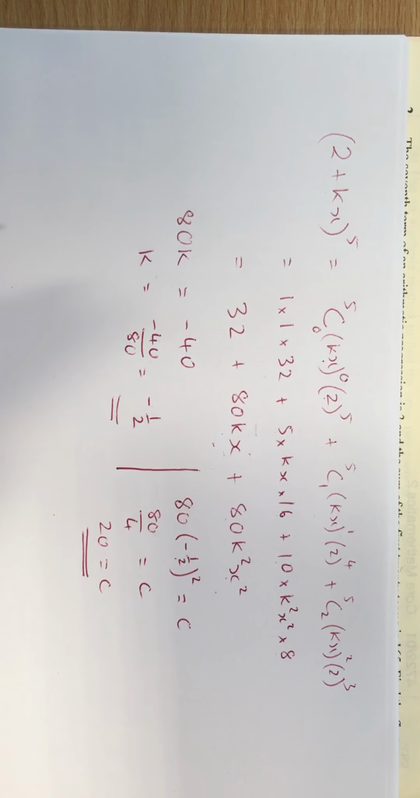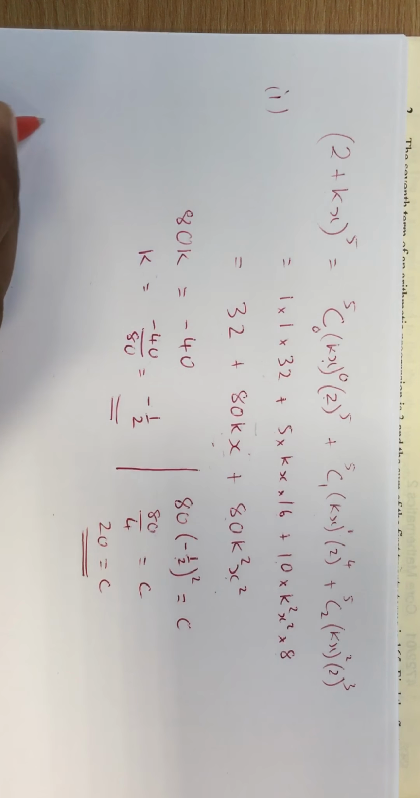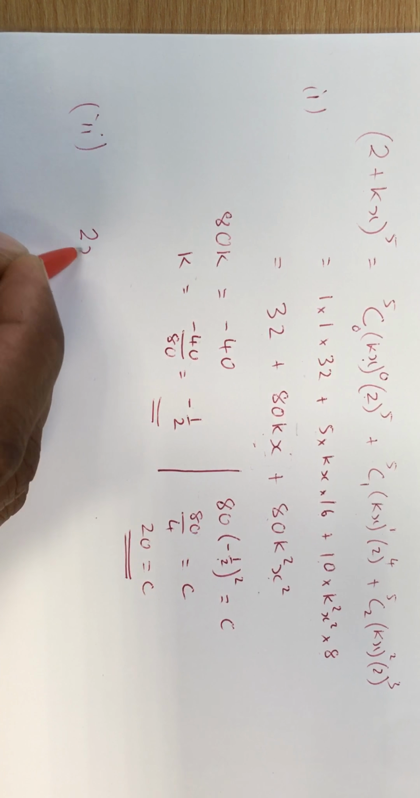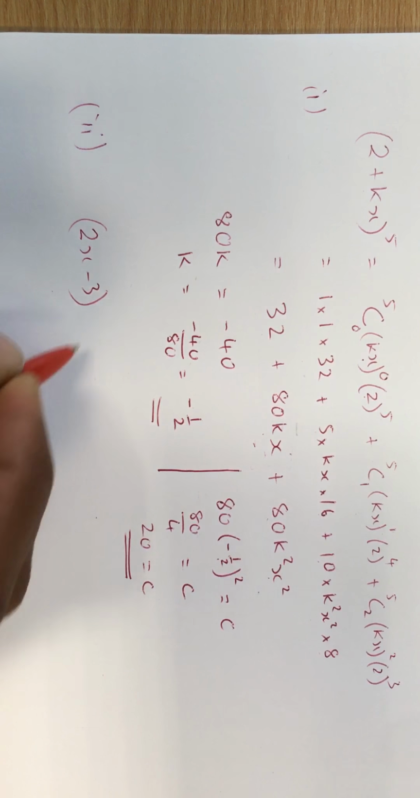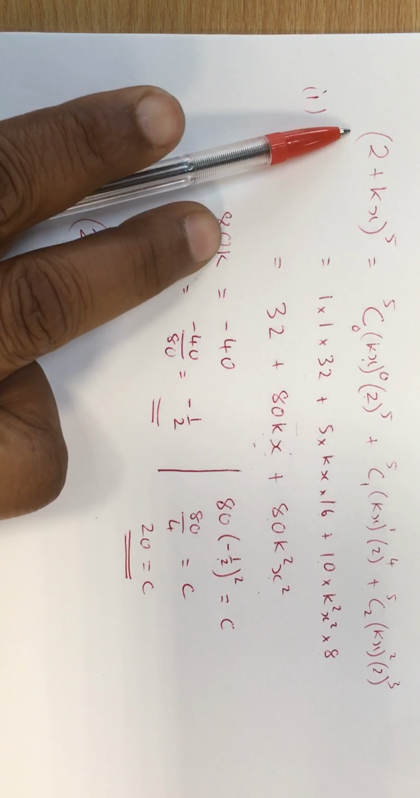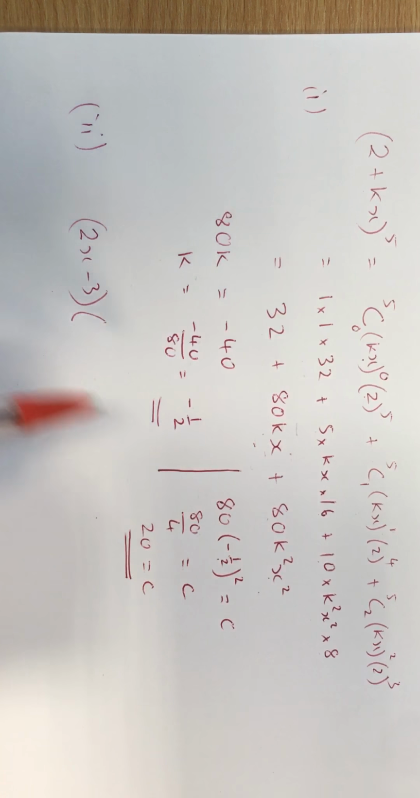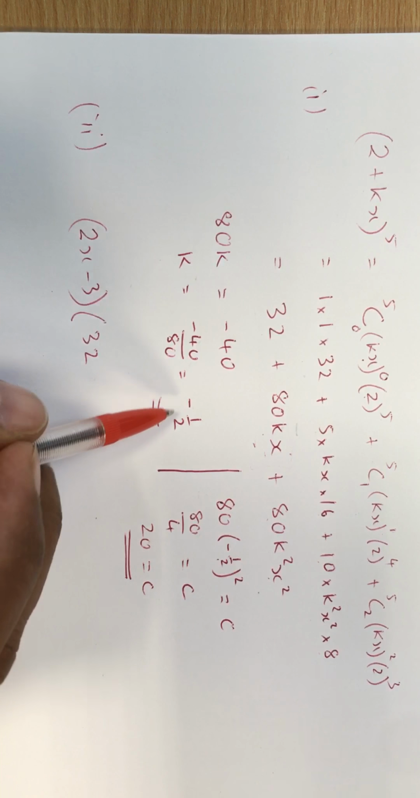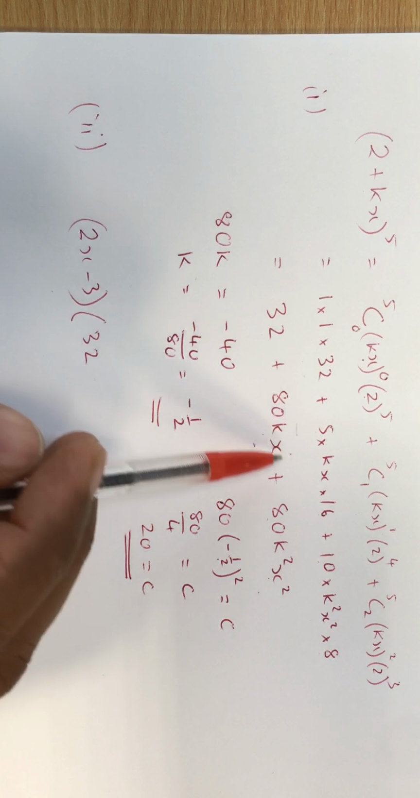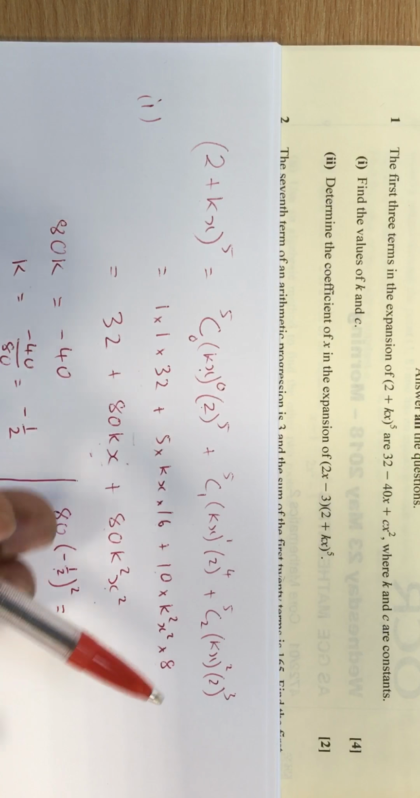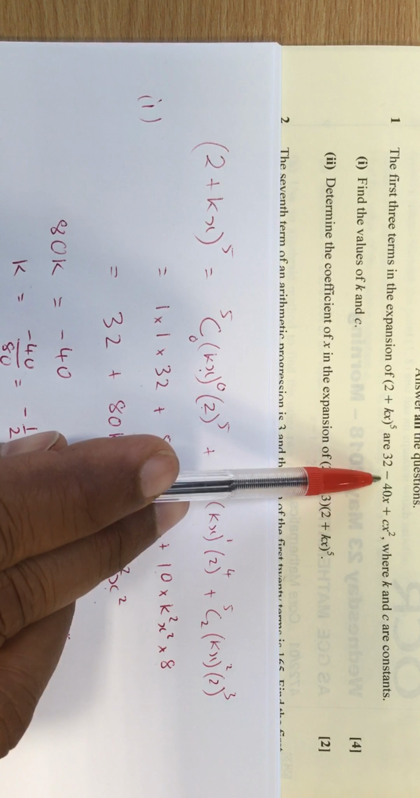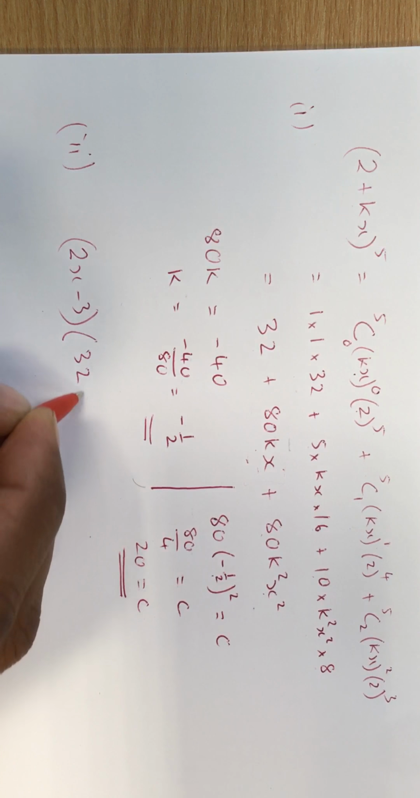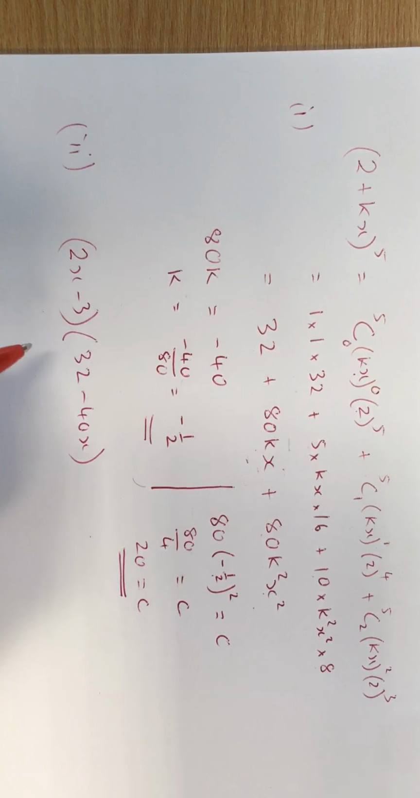So to make life easier for yourself for the second part, just simply (2x - 3), and then instead of writing the whole expansion out, we're just going to write the first two terms, which is 32, and we actually know from the question that we don't even need to know k here. We just say that the second term is going to be minus 40x. So if I put in minus 40x and then expand this out.